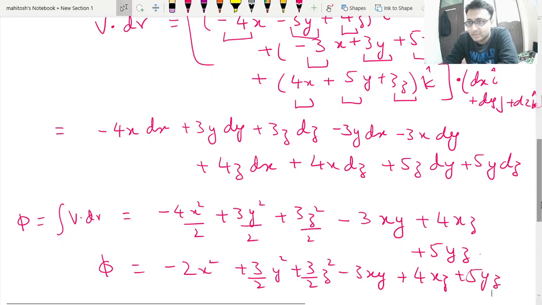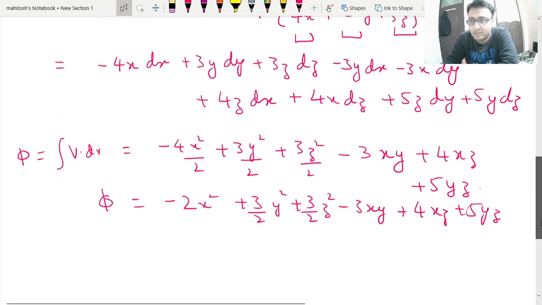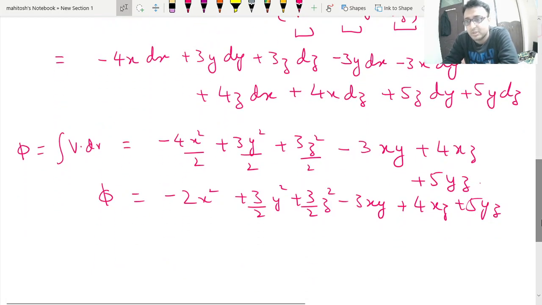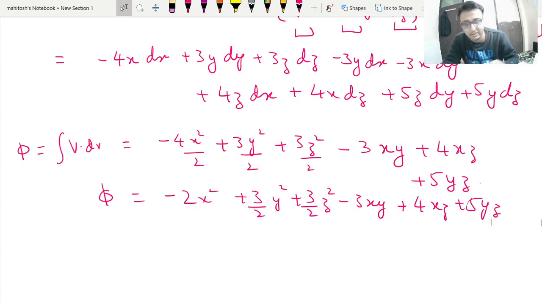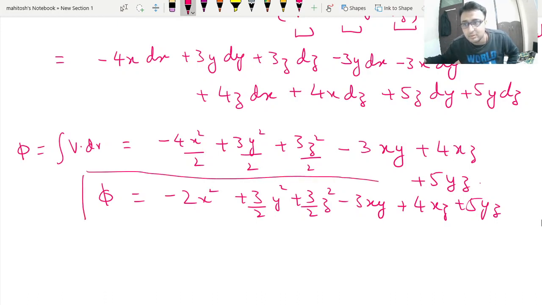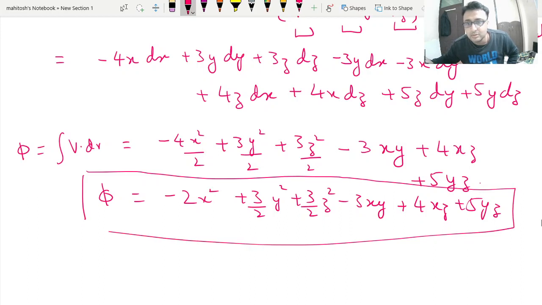Now, this is how we are claiming our answer. But in an examination, it is very important that we always verify our answer. How are we going to verify the answer? That also we will give you the approach. So we got our phi as minus 2x square plus 3 by 2 y square plus 3 by 2 z square minus 3xy plus 4xz plus 5yz.